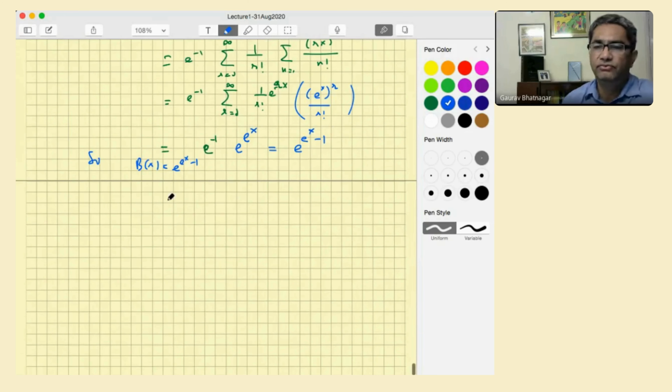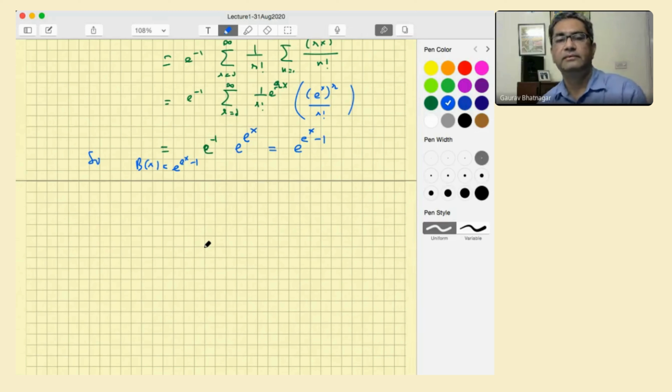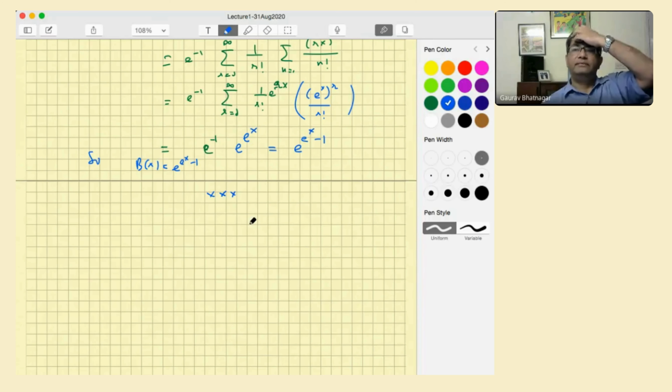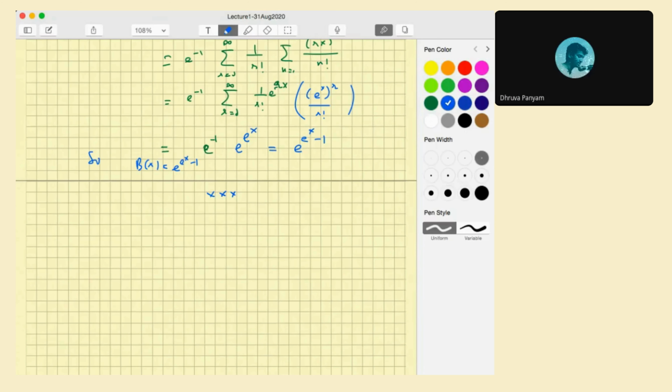So that's a nice enough formula. This time you have two e's in it. All right so far? It's okay? This is fine? Shall we go on? Yes, Professor.